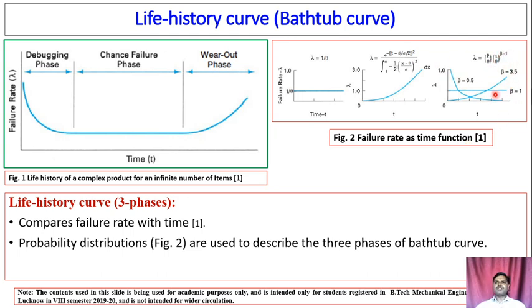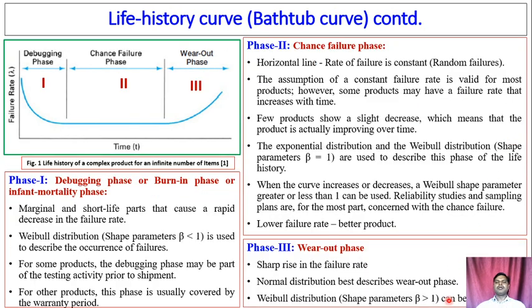When its value is more than 1, the failure rate increases sharply, and when beta becomes 3.4, the Weibull distribution is exactly similar to the normal distribution. So we can use the normal distribution or the Weibull distribution for conducting the wear out analysis or computing the wear out failure rate. We'll see this with an example.